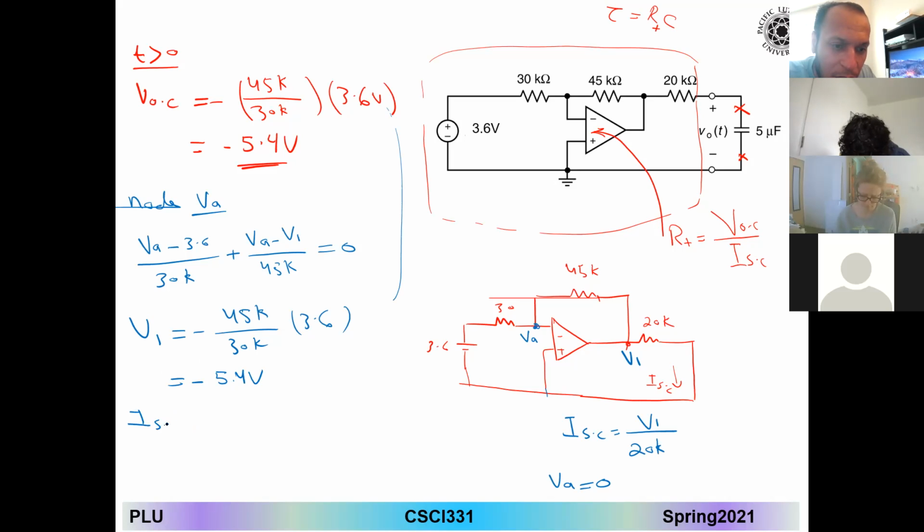Can you calculate for me? I short circuit will be minus 5.4 volts divided by 20 kilo ohms. How much is this one, in milliamps? So just 5.4 divided by 20, 0.27 milliamps. Confirm that, guys. Yeah, 0.27 times 20 is 5.4. Yeah, this one is milliamps.